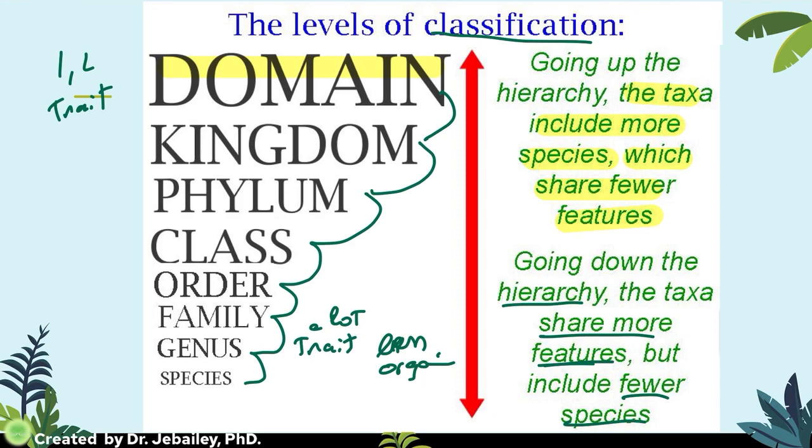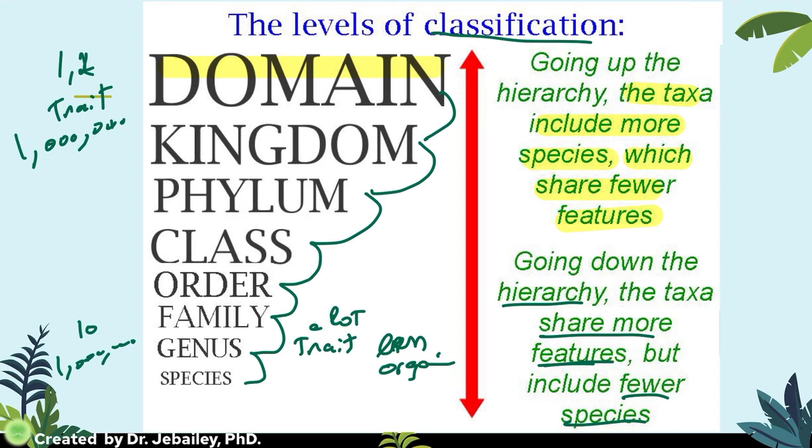So maybe here you have 1 million organisms, but with just one or two traits that are the same. And here you might just have 10 organisms with 1 million examples of the same trait. So that's how it works. And you need to know this because this might come out as a question in the IB exam.